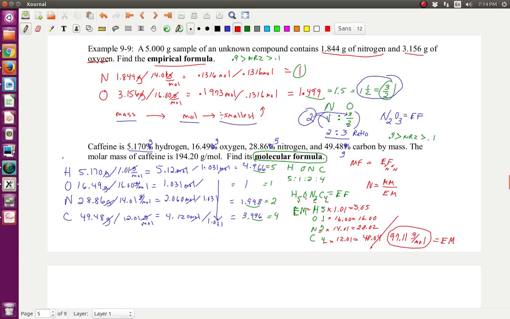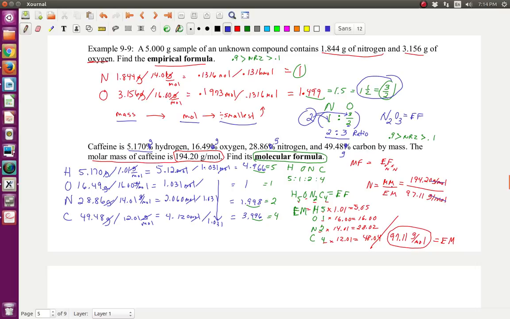Okay, they told me right here the molar mass of caffeine is 194.20 grams per mole. So 194.20 grams per mole divided by the empirical mass, which is right there. We just calculated it, 97.11 grams per mole. Notice that the units cancel completely.